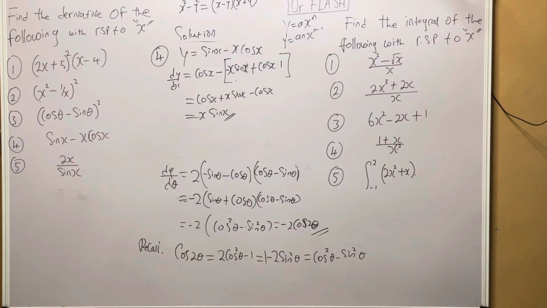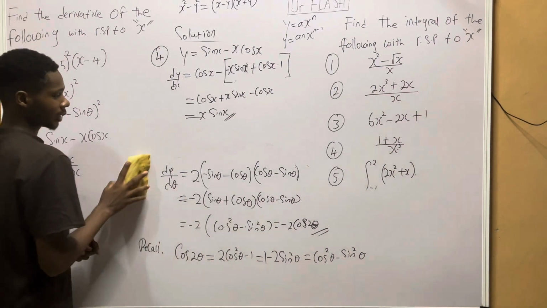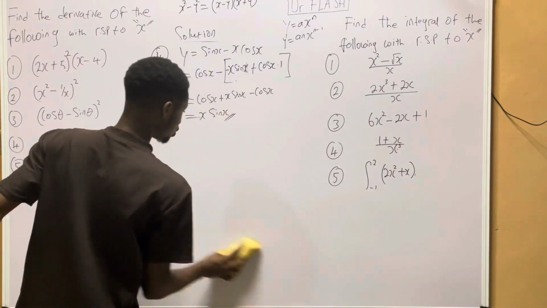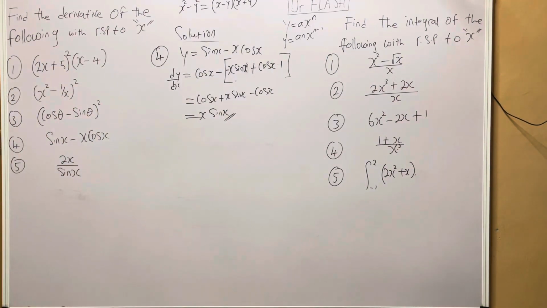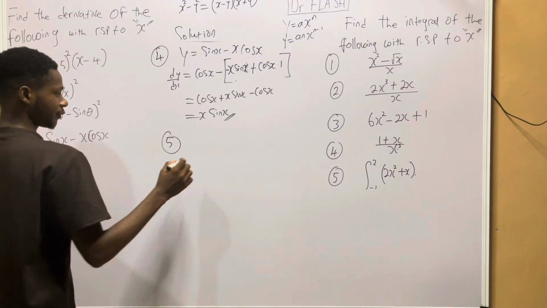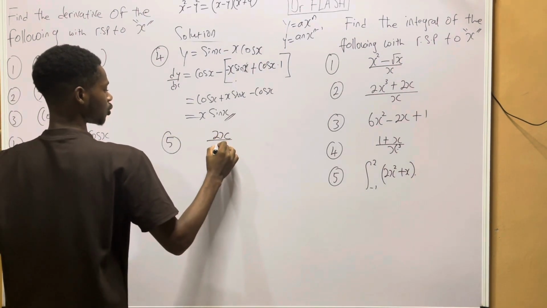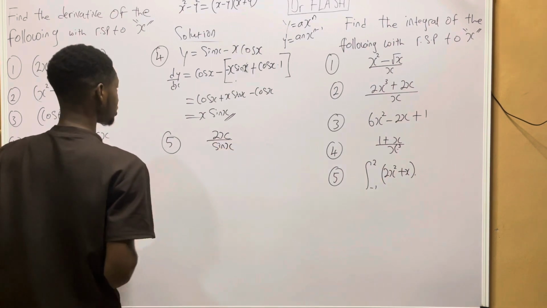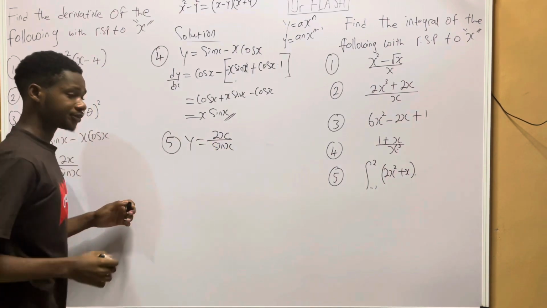And then the last one we're having is 2x over sin x. So for number 5, we're having 2x over sin x. Let's say y is equal to this one.